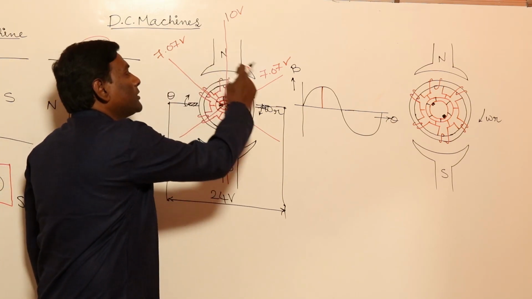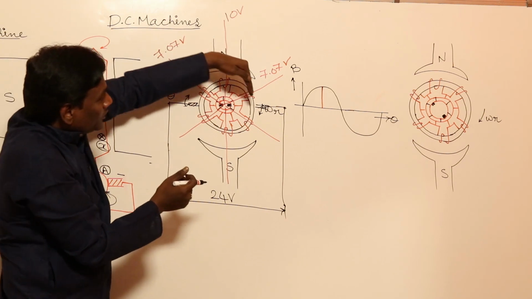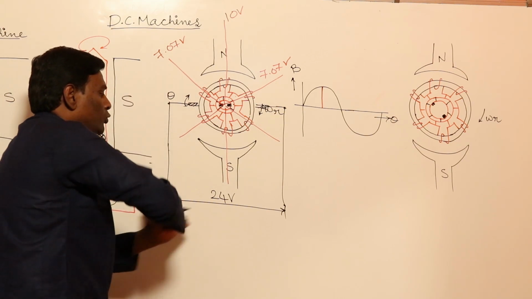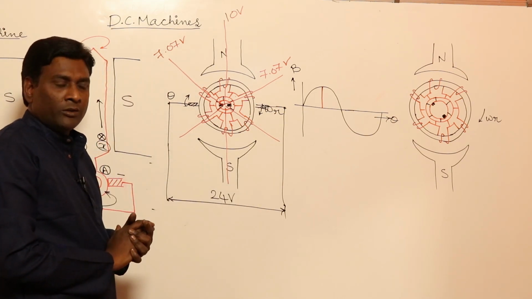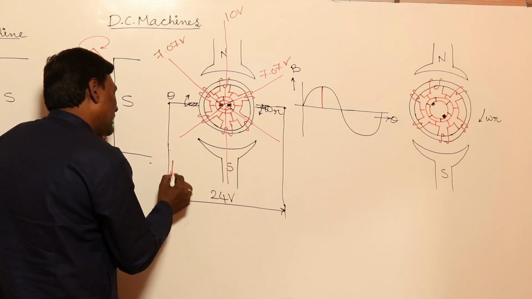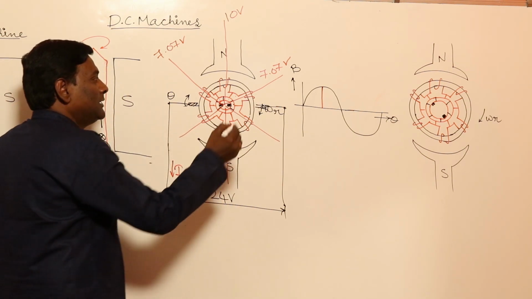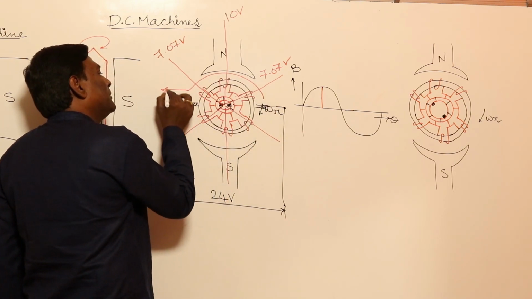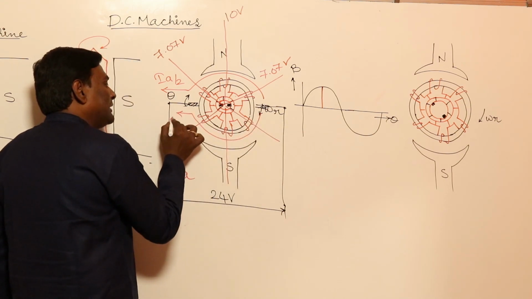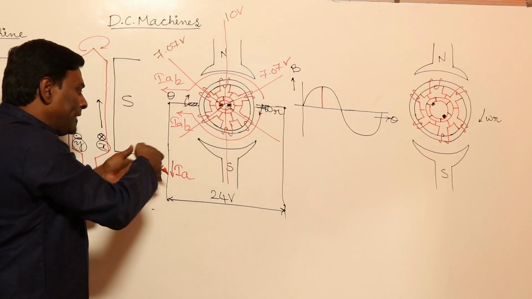So the upper portion and lower portion, these two are connected in parallel. These are all connected in series, so I'm going to have two parallel paths. Induced voltage is going to be 24 volts. For example, if I have armature current IA, after the brush this half should give you IA by 2, because these are all connected in parallel. This half should give you IA by 2, because these two are connected in parallel. So IA by 2 plus IA by 2 is going to be IA.